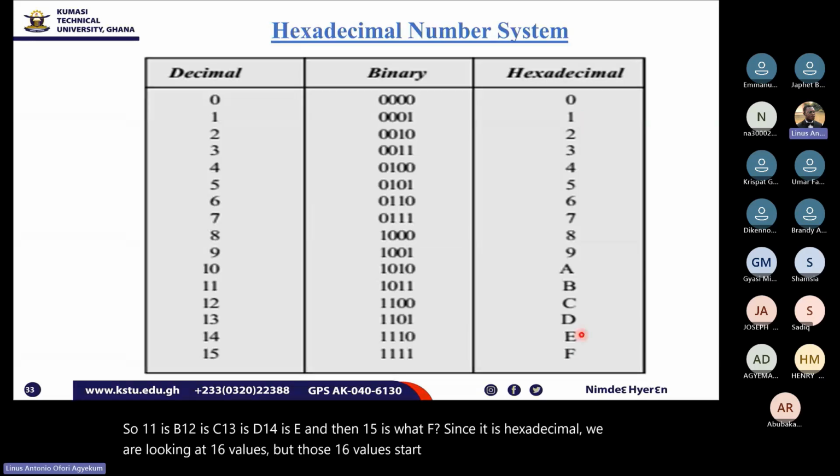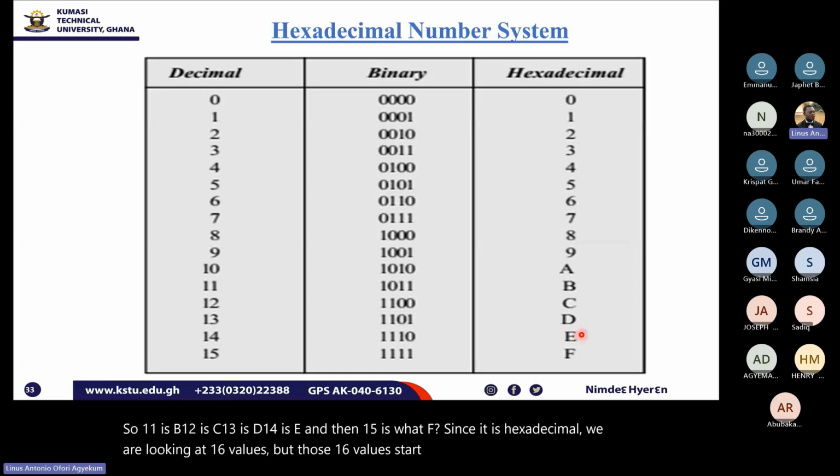Please, are we clear on this table? Yes, sir. Yes, sir. All right. So if we are clear, let's proceed.